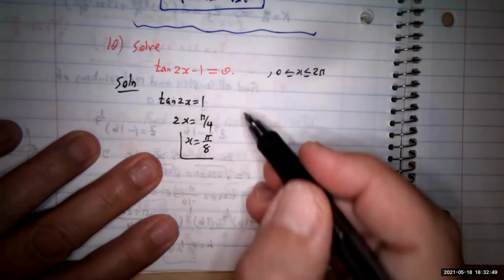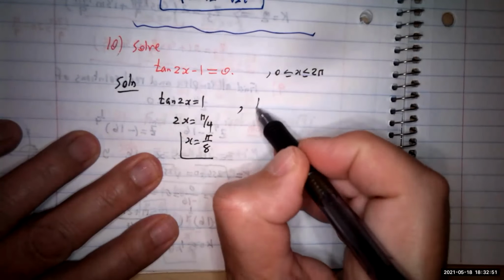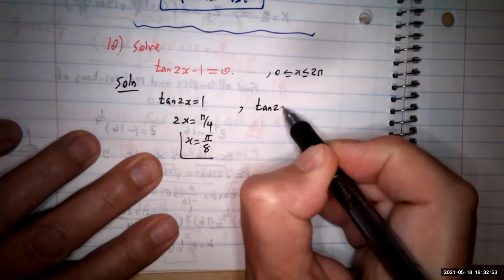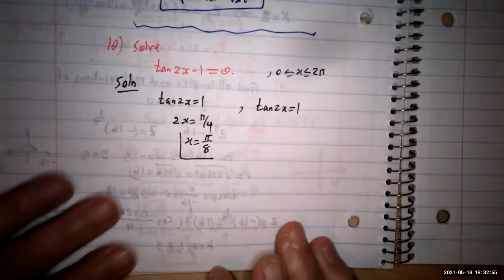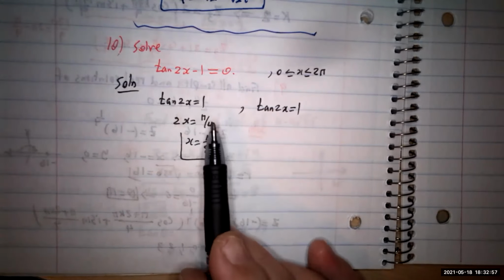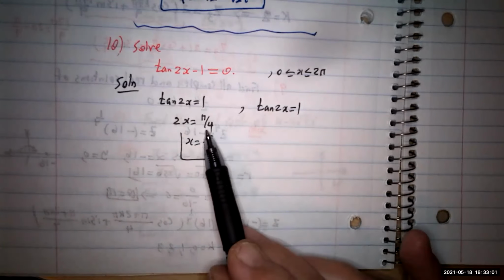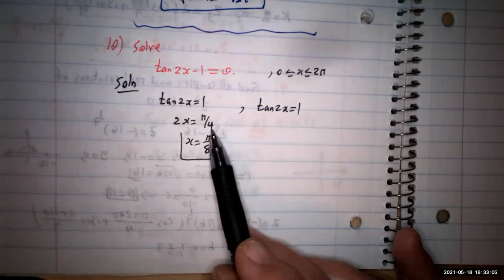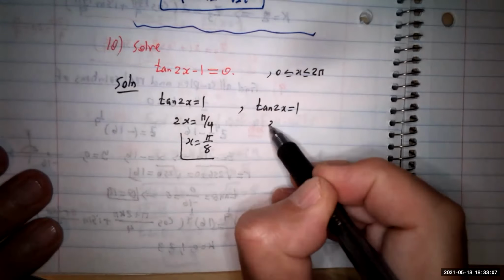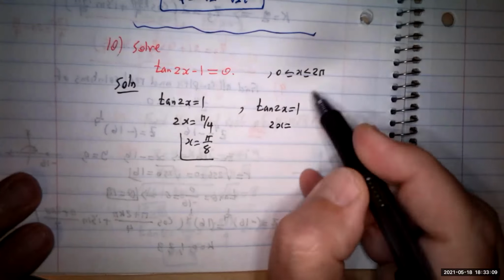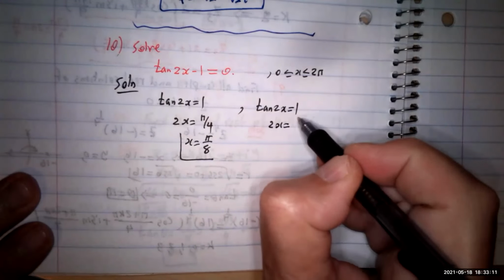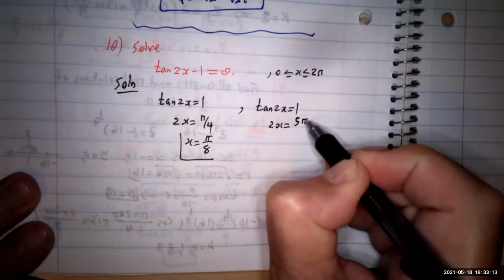But for the tangent, we know that tangent is also positive in the third quadrant. So the third one would be pi plus pi/4. So you have another solution, 2x equal to 5pi/4.